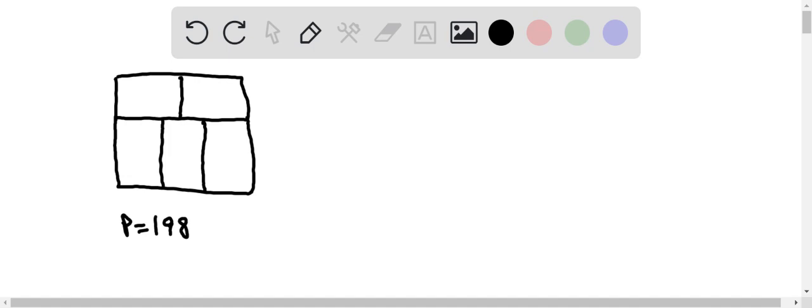Let's say you had 5 identical rectangles, and we put them together like this so that they form another rectangle. And you measured the perimeter, found that the perimeter is 198 centimeters. What's the perimeter of just one of those 5 rectangles?